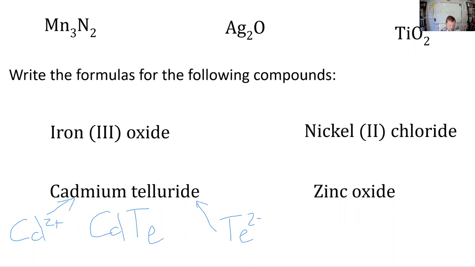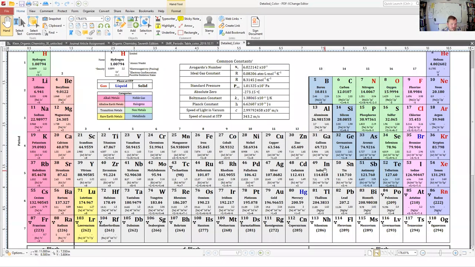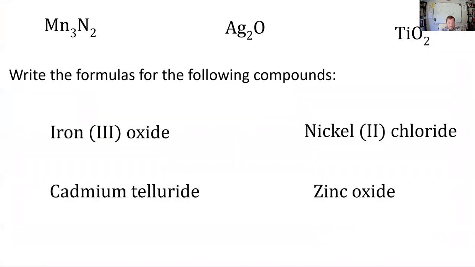Last but not least, zinc is also one of those exceptions, right? Zinc is in that section where we find all of the irregulars that always have the same charge. So zinc is always a plus two, good. Therefore, going back to the slide here, the oxide, we know the oxide is always negative two. So we need one of each, exactly.